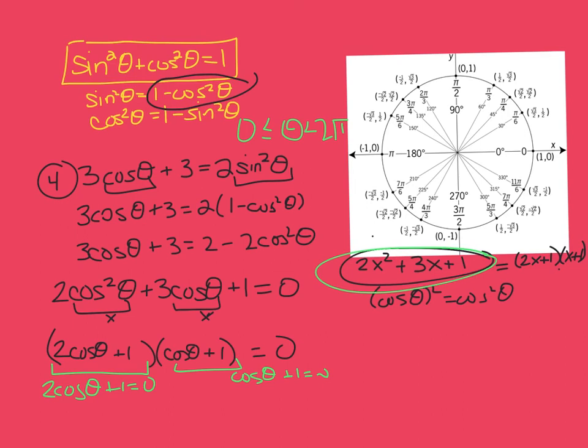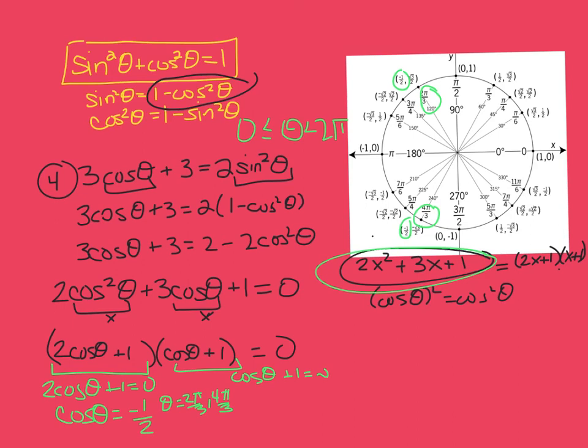Okay, so the one on the left, 2 cosine theta plus 1 equals 0. If you solve for that cosine theta, you move the 1 over, you get negative 1, and then you divide by that 2, you get negative 1/2. That gives us theta is equal to, we have 2 answers. We have one at 2 pi over 3, and we have one at 4 pi over 3. So there are 2 answers from that one. It's going to occur everywhere that we have a cosine equal to -1/2.